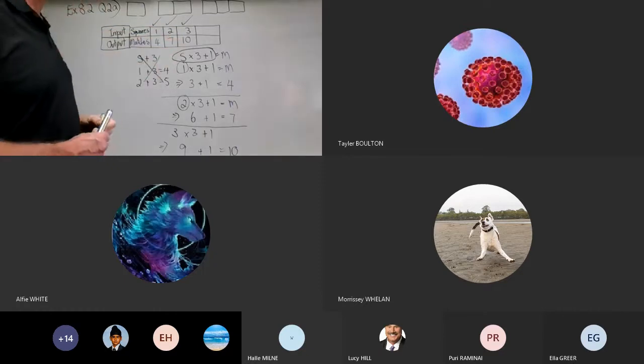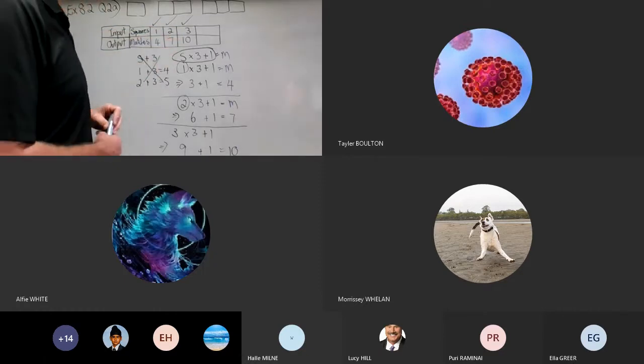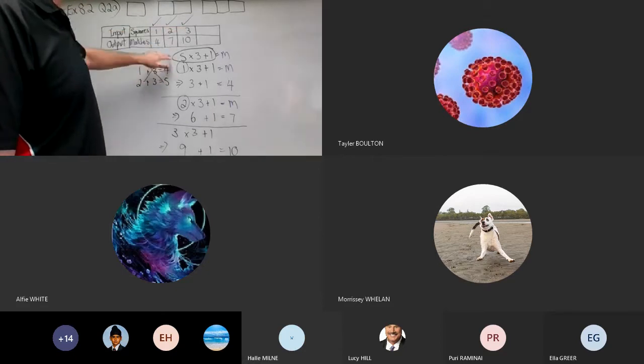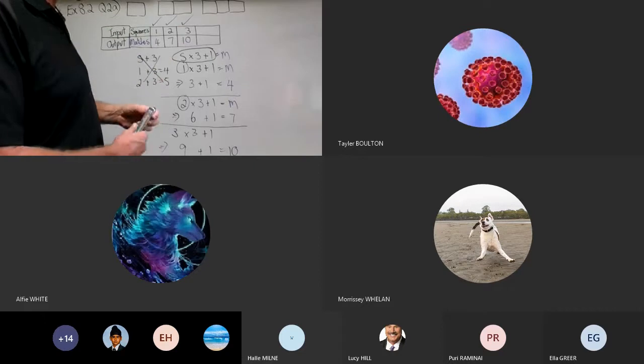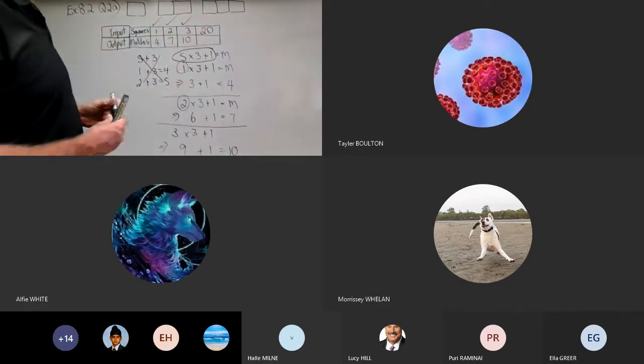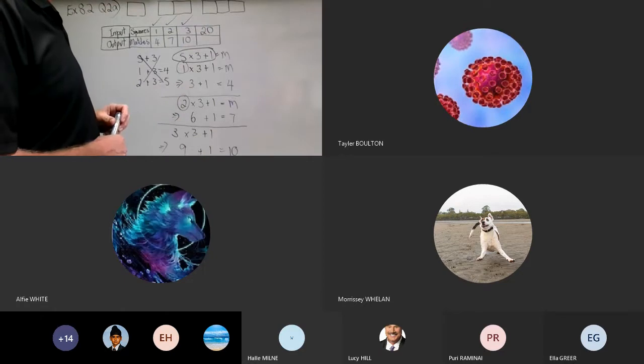So part 1 of the problem that you'll see in your text shortly is constructing a table. Part 2 is constructing the rule, and part 3 is calculating for 20 squares.